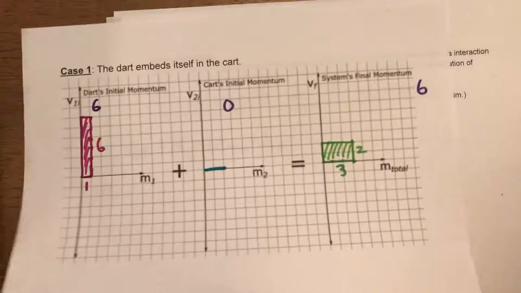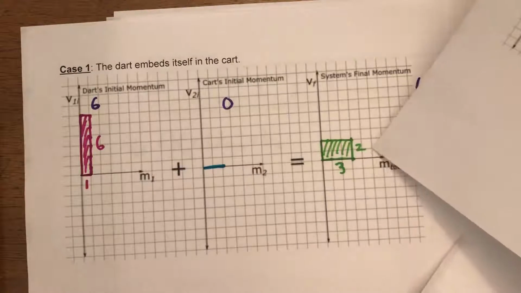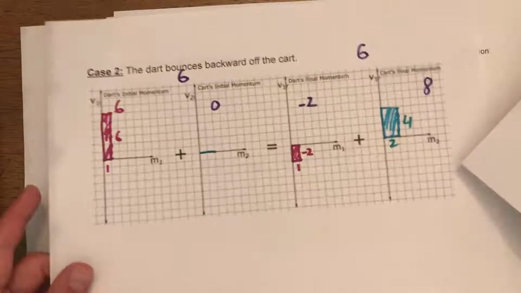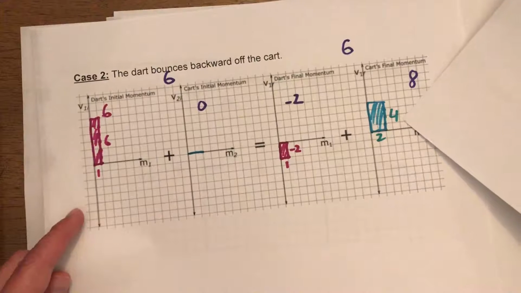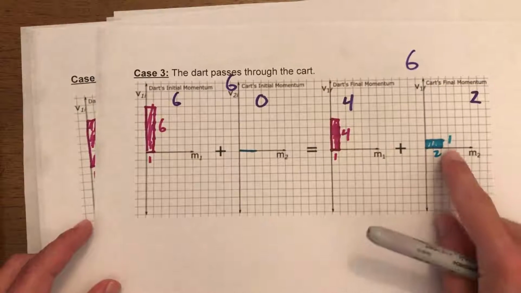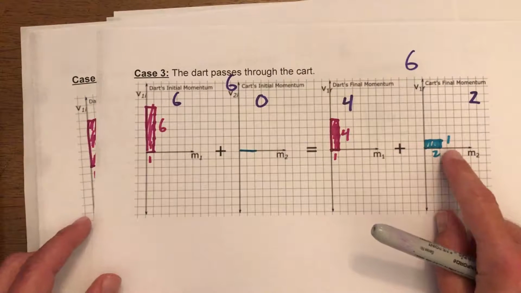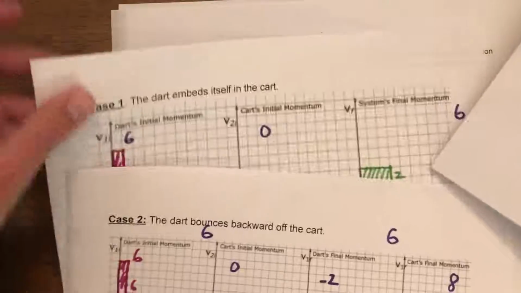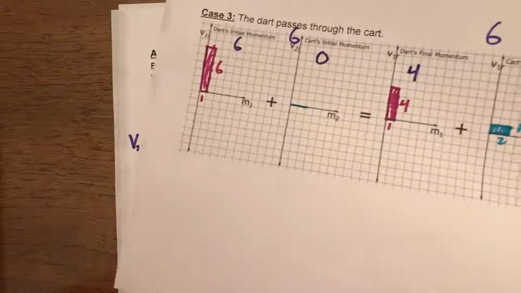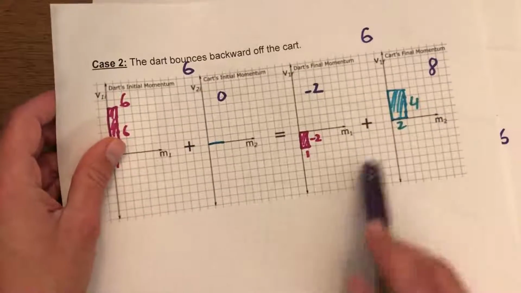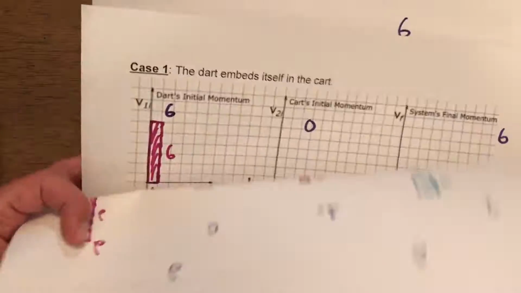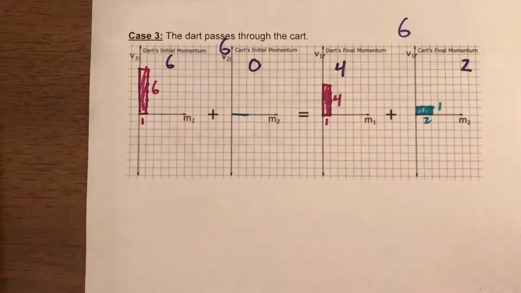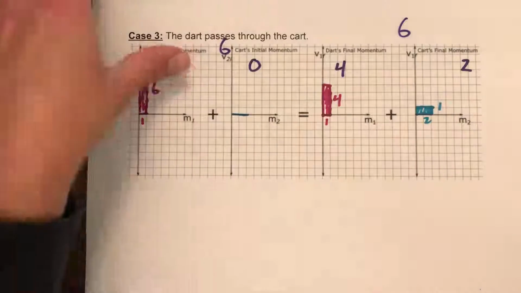So case 1 here, notice it worked out that the cart would be the same as the dart speed would be 2. In case 2, we worked out that the cart would have a speed of 4. And in case 3, we worked out that the cart would have a speed of 1 there. So 2, and then 1, and then 3 there. So again, this one would have a speed of 4 in our pretend scenario, case 2. Case 1 would have a speed of 2. And case 3 would have a speed of 1.